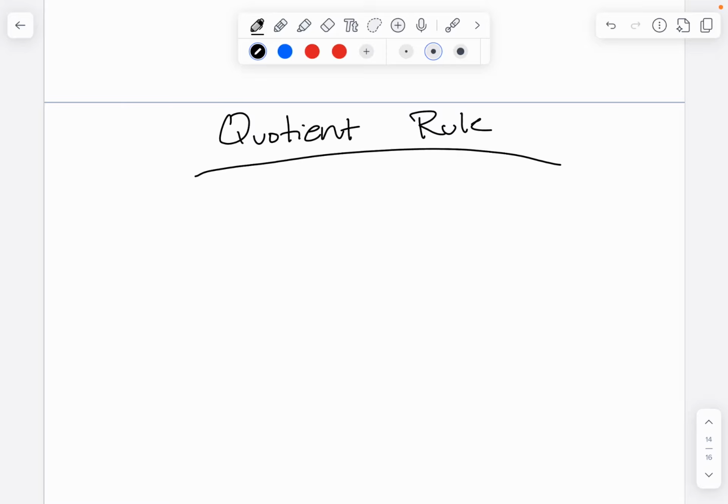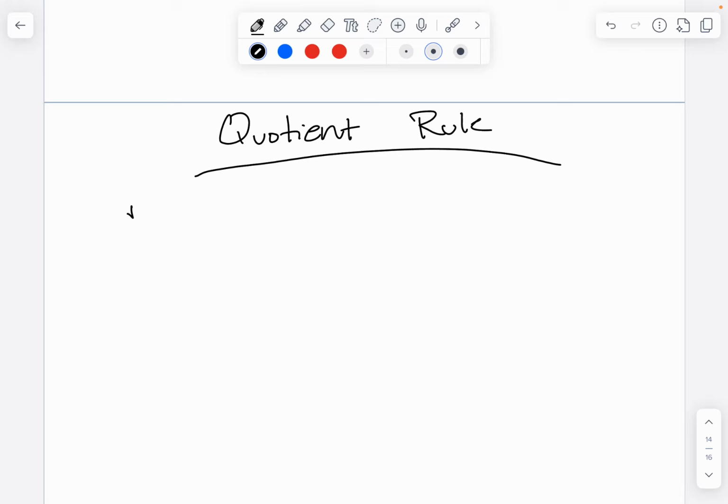Welcome back. Today we're going to do the quotient rule, which is another very crucial thing to know for any calculus exam. So let's get right into it. The quotient rule is used when you are taking the derivative of a function divided by another function.